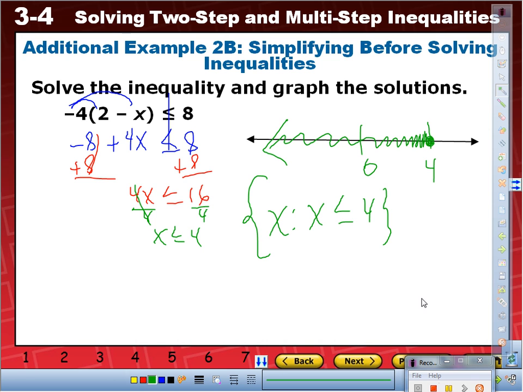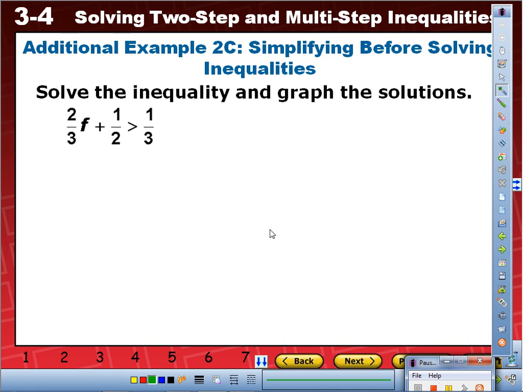Okay, let's do another one. Copy this one down, please. 2/3 f plus 1/2 is greater than 1/3. And once again, we're still following the process. Simplify till we see if we can simplify any of each side of the inequality. Isolate by leaving the variable by itself, and so on and so forth. Think about this one. There's fractions all over the place. If you were you, what would you do to start solving this one? Think about it. Don't say it out loud.